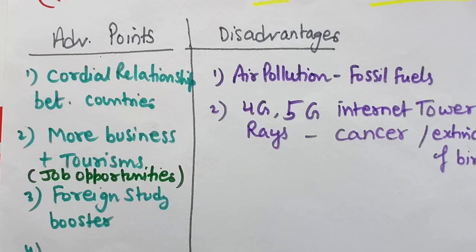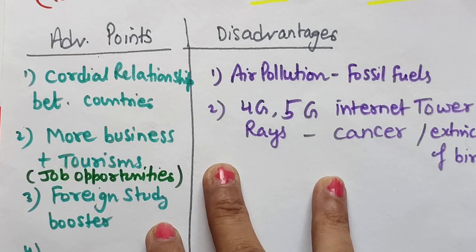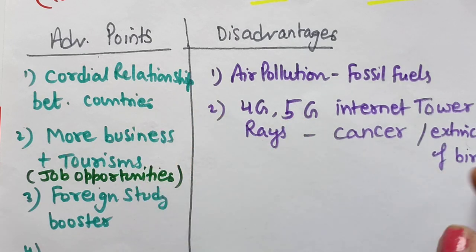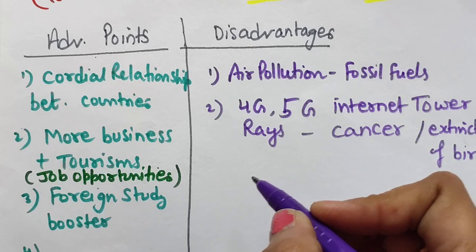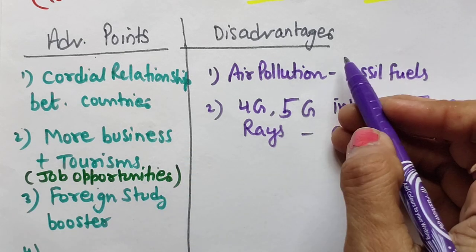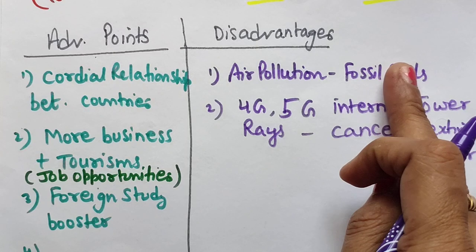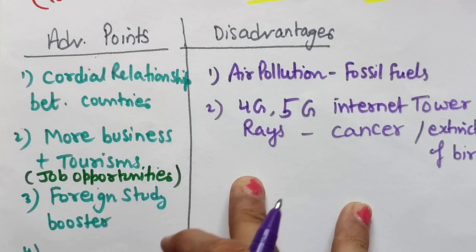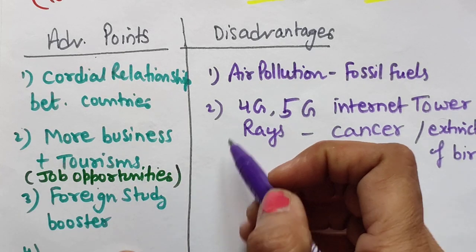It all depends on how you are getting the points. Whenever you are thinking about everything, think on the basis of the economic point of view, the society point of view, and the environmental point of view also. Okay, now coming to disadvantages.